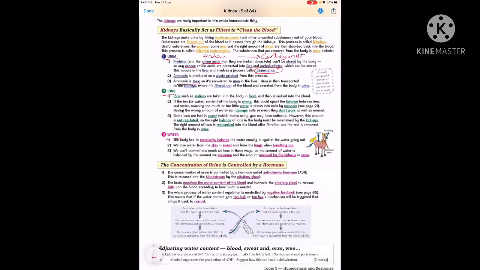This process produces ammonia, a toxic material. This ammonia will be converted to urea in the liver. This urea is very toxic and it should all be excreted in the urine.